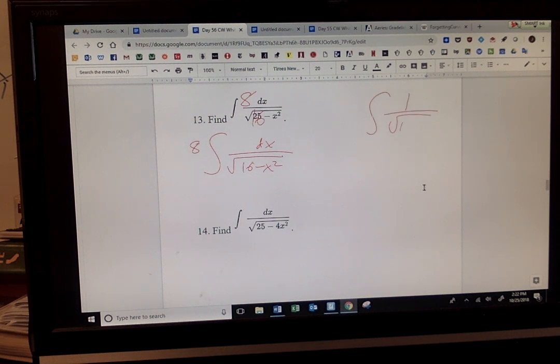Integral of 1 over radical 1 minus u squared is sine inverse of u. Okay, now look at the board. That number should really be 1.